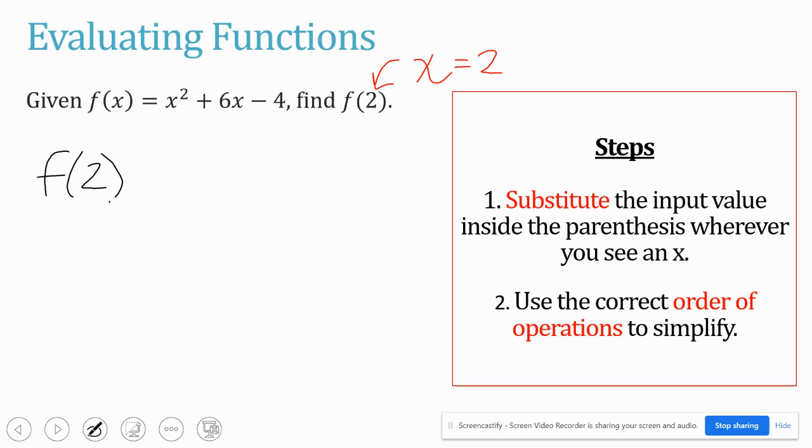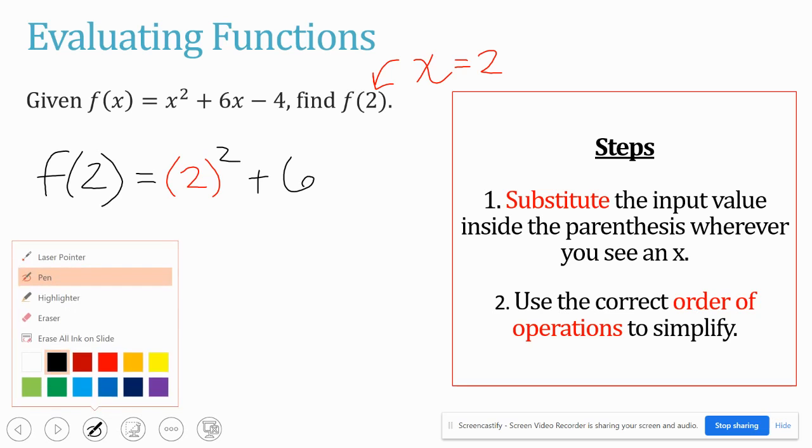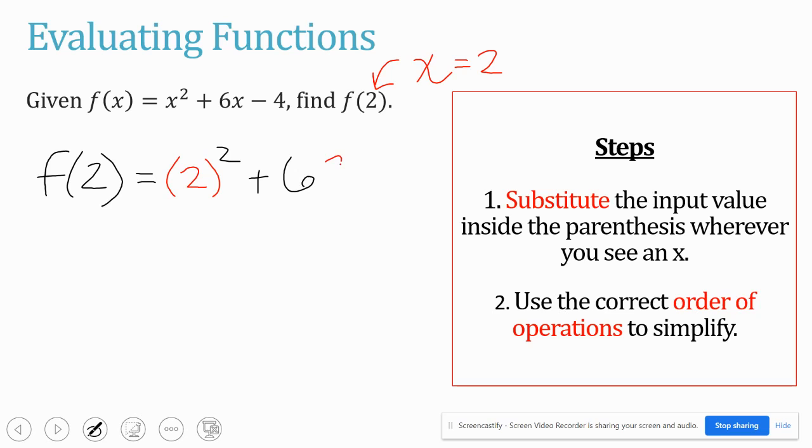parentheses. So f of 2 is equal to, now it was originally x squared, so now this is going to be 2 squared. And notice how I'm using parentheses. Please make sure you use parentheses through this whole process whenever you're substituting. Plus 6, and I'll show you why. If we didn't use parentheses and I just put 2 here, it kind of looks like a 62. But remember, 6x means 6 times x. So that means 6 times 2. That's why those parentheses are super important.